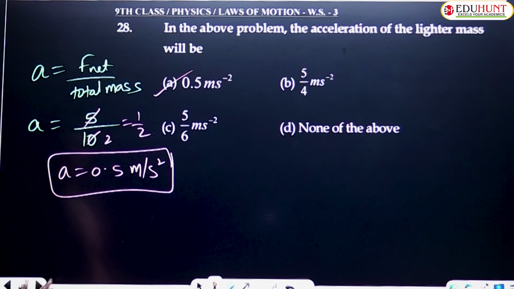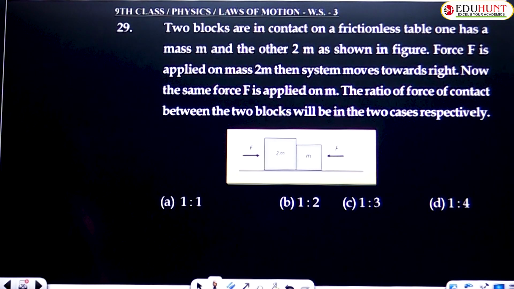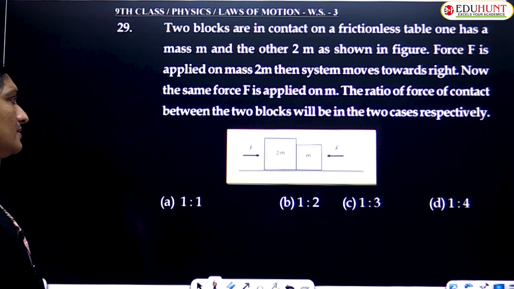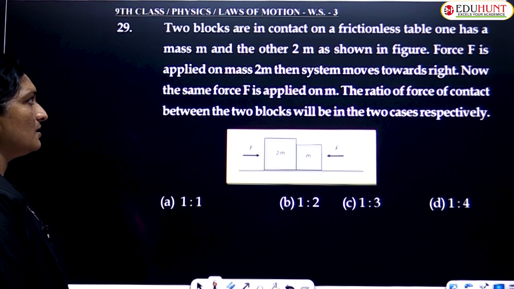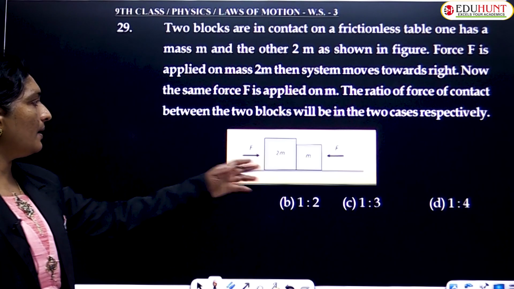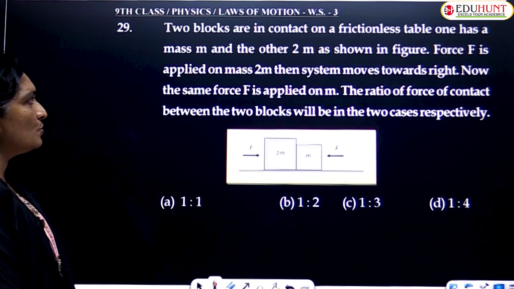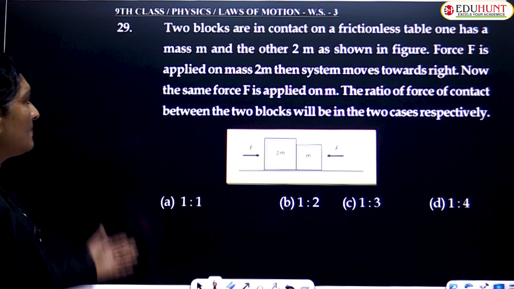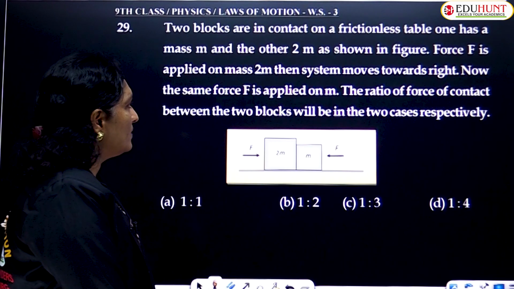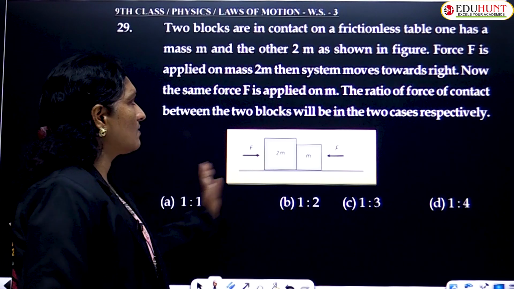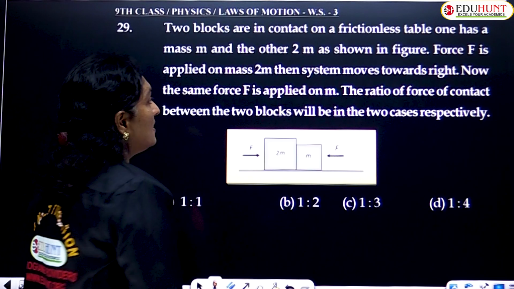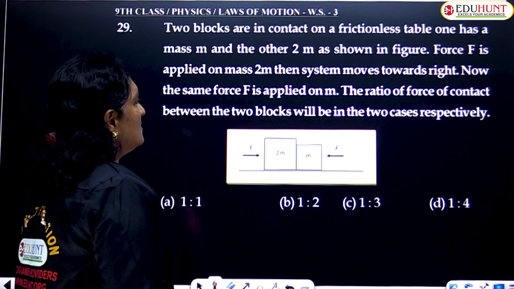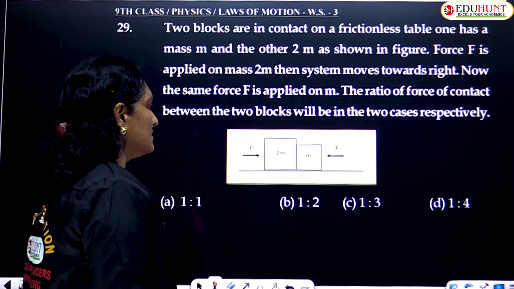Okay, children. Now moving to the next question, that is the 29th. It's almost similar to the previous one, but two different forces are acting in the opposite direction. Two blocks are in contact on a frictionless table. One has mass m and the other has mass 2m, as shown in the figure. Force F is applied on the mass 2m, then the system moves towards the right. Now the same force F is applied on m. The ratio of the forces of contact between the two blocks will be, in the two cases, respectively.